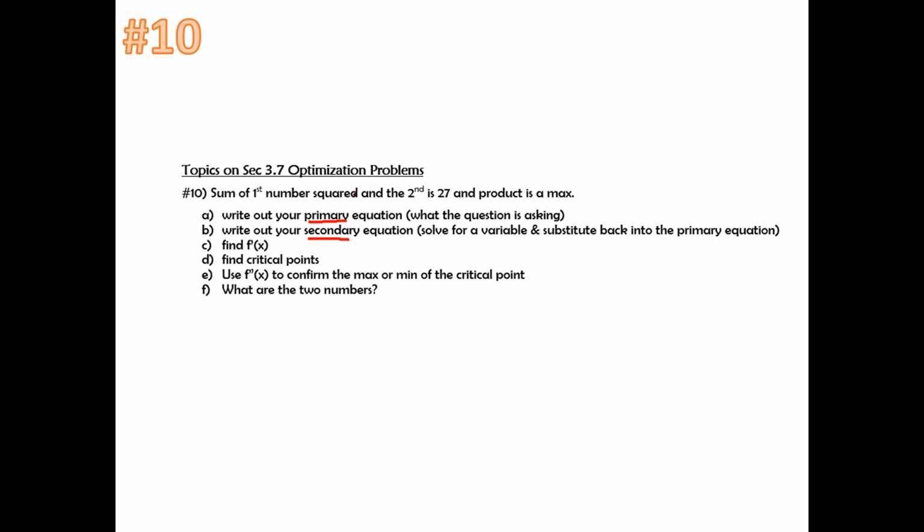And so the breakdown of this is A, write out your primary equation. And so essentially the primary equation is always going to be what is the question asking? And so what it's asking is that the product is going to be a maximum. Okay. So the product is the maximum is P equals X times Y, with X equals the first number and Y equals the second number.